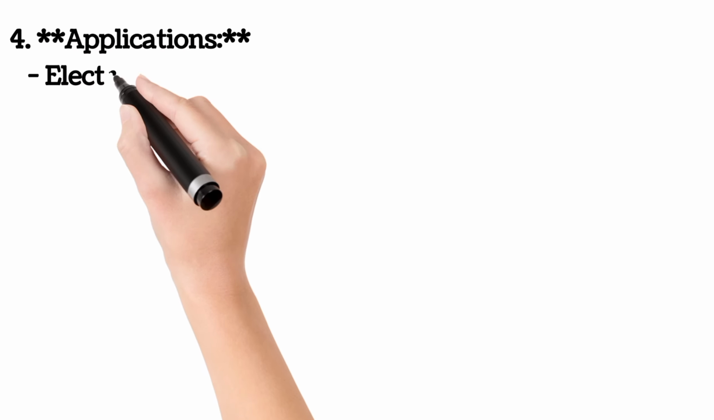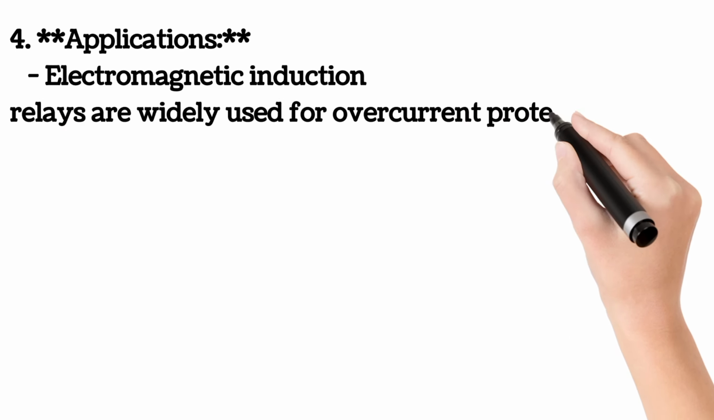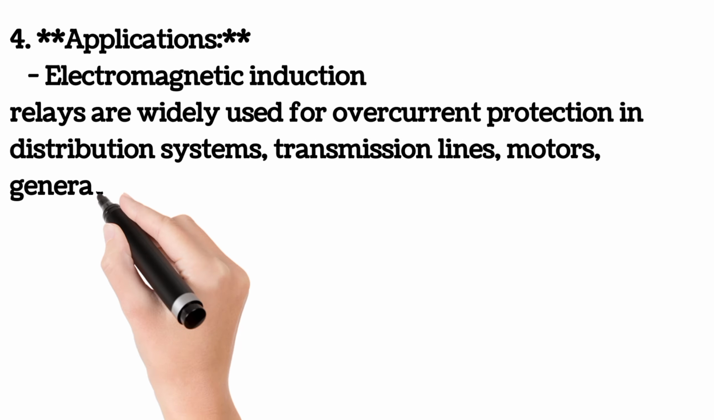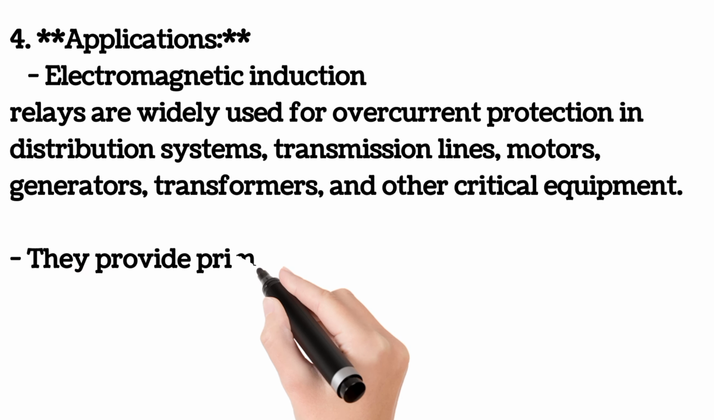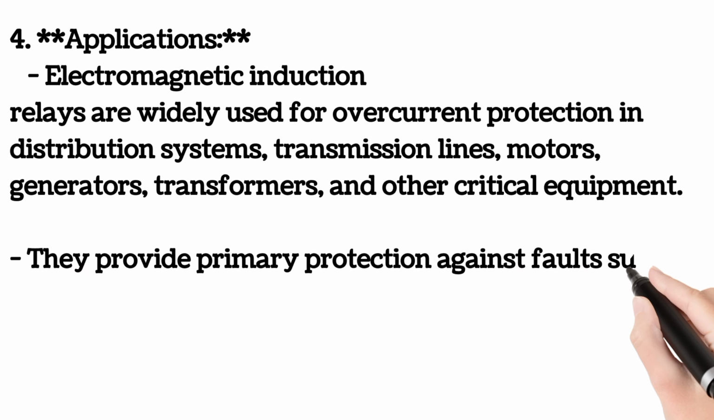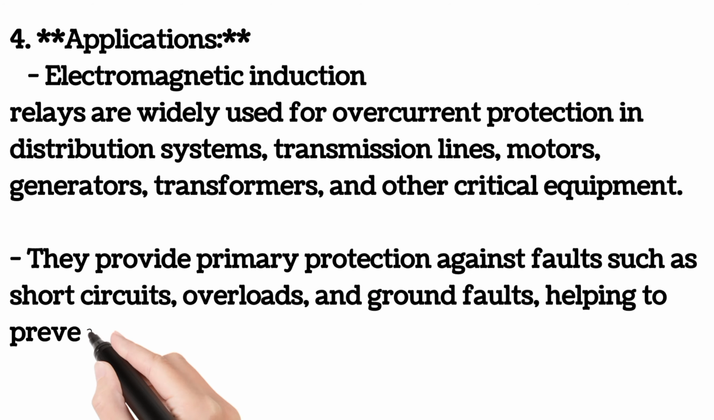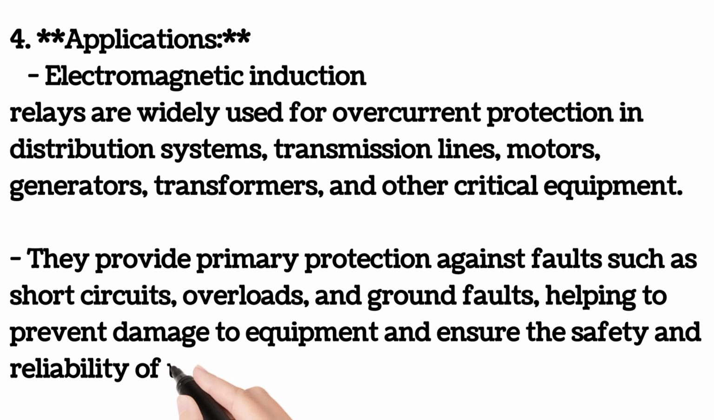4. Applications. Electromagnetic induction relays are widely used for overcurrent protection in distribution systems, transmission lines, motors, generators, transformers, and other critical equipment. They provide primary protection against faults such as short circuits, overloads, and ground faults, helping to prevent damage to equipment and ensure the safety and reliability of the electrical system.